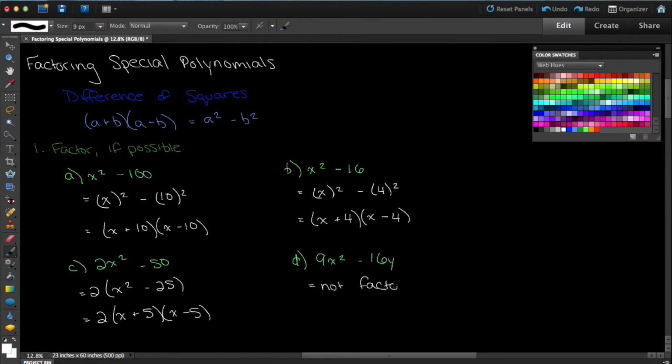D, 9x² - 16y. This example cannot be factored because the variable y is not squared.